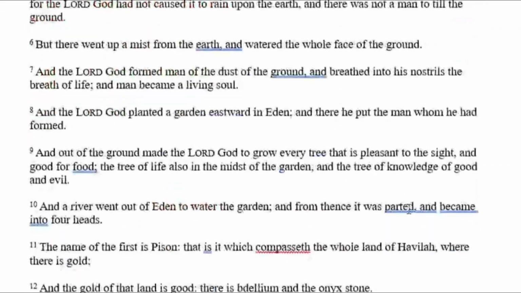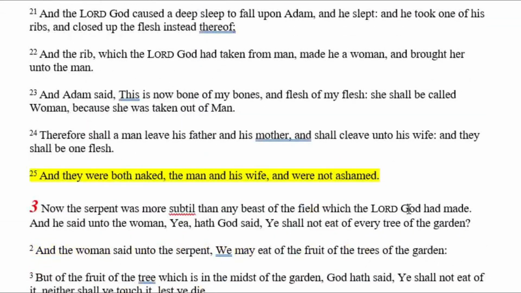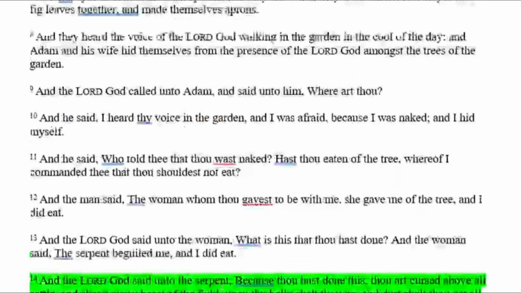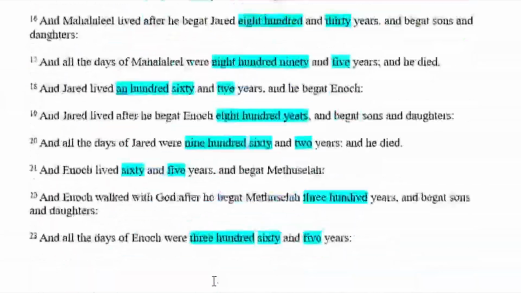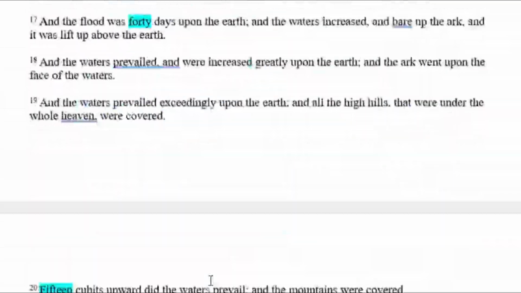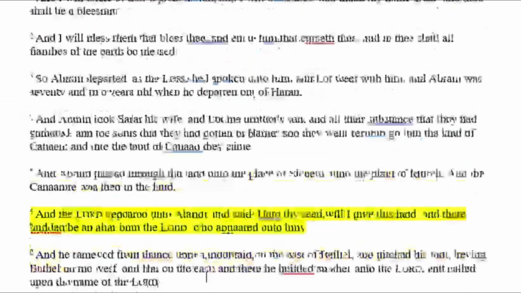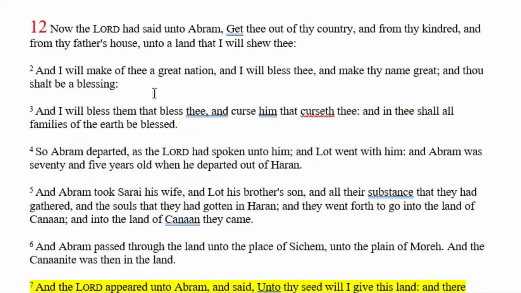God telling Adam, therefore shall a man leave his father and his mother, and shall cleave unto his wife, and they shall be one flesh. And they were both naked, and the man and his wife were not ashamed. That is the same psychological location as chapter 12 right here, if you're interpreting it as an inner path and an interactive healing template.